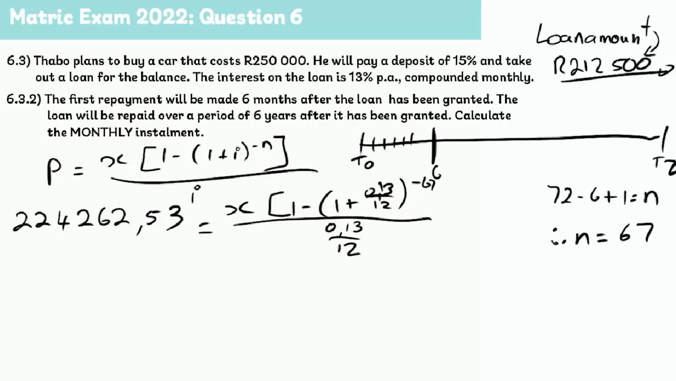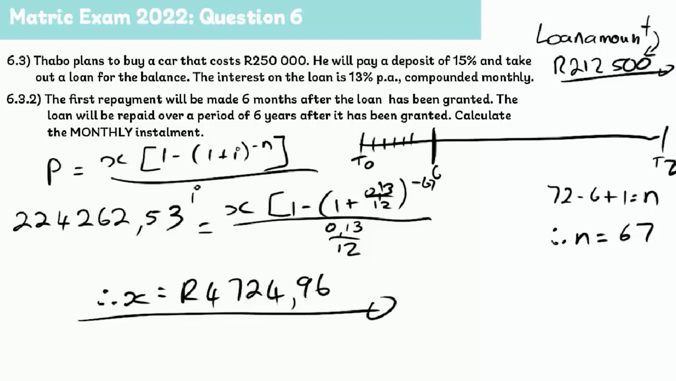And then basically all you're going to do is punch this all into your calculator, and you're going to come to an answer of 4,724 Rand and 96 cents. That means the monthly payments are going to be 4,724 Rand and 96 cents.